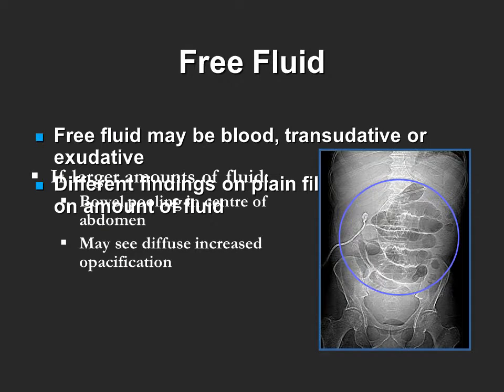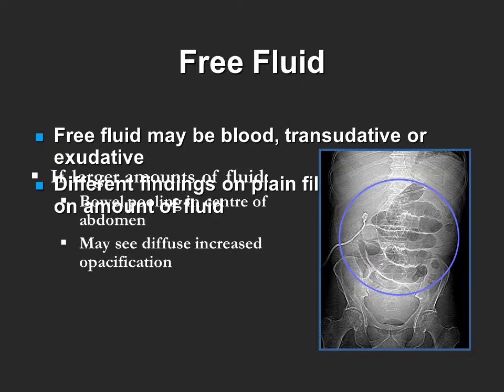Free fluid in the peritoneal cavity can originate from a variety of different sources and varies greatly in composition. The fluid may be transudative, exudative, blood, or bile. It is not possible to differentiate between different types of fluid on plain films. In order to detect free fluid on a plain film, at least 500 cc of fluid must be present.